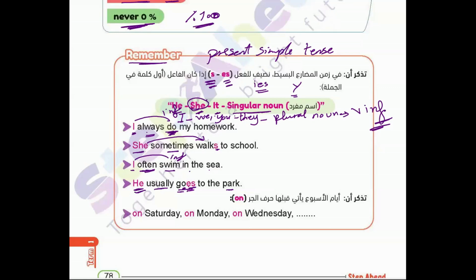And we have another point to remember about preposition. The preposition on. Preposition on, we use this with days of the week. Okay, how we can use that? Example here, on Saturday, on Monday, on Wednesday, on Tuesday, on Friday, with all 7 days of the week. Always we use on with days of the week.